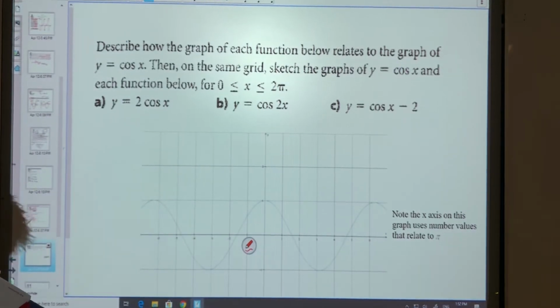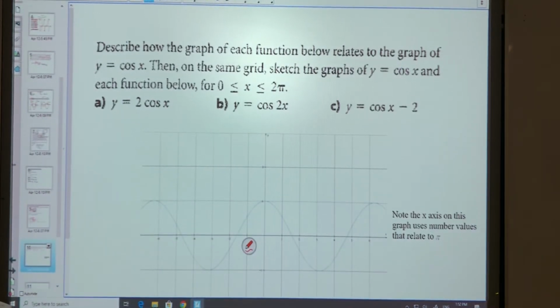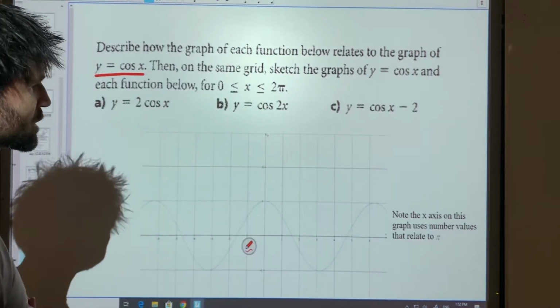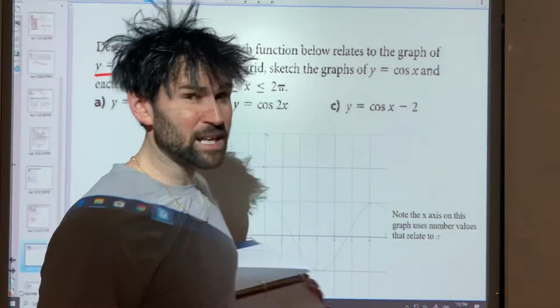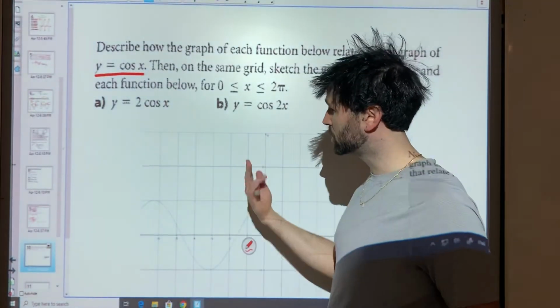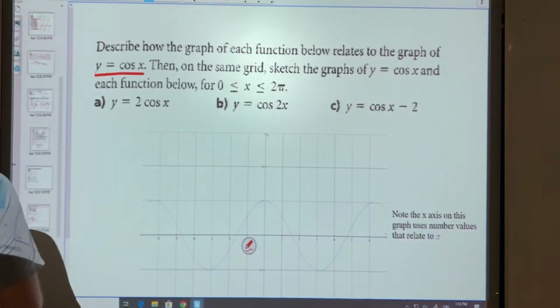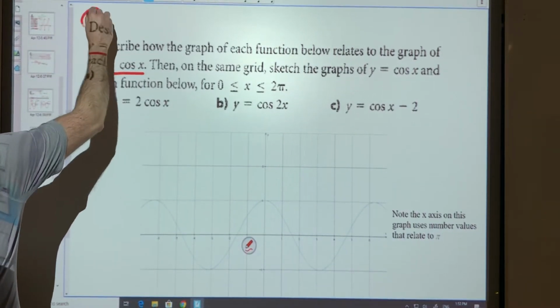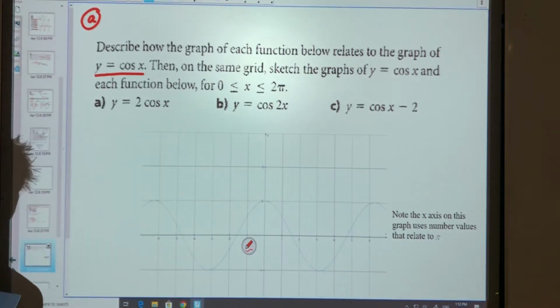This one here might be worth drawing a couple of these. It says, describe how the graph of each function below relates to the graph of y equals cos x. Then on the same grid, sketch it. These ones are quite a bit easier to sketch, so I think we'll do it and we'll describe. So let's do all the descriptions maybe above. So right here for A, how does 2 cos x compare to cos x?